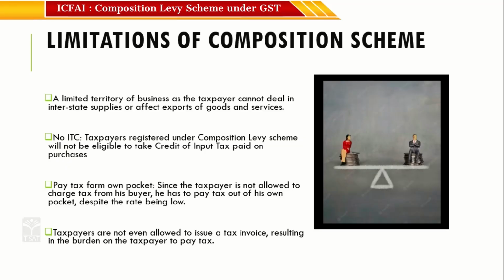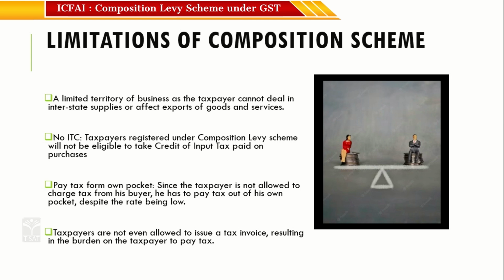Proceeding further, there are certain limitations. What are those? Number one, for the composition scheme, the territory of supply will be very much limited. Why so? The reason being, the person who is engaged in intrastate supply only is eligible to opt for composition levy. If anyone is dealing with interstate supply, in that case the person is not allowed to opt for composition. Thereby, your territory of transactions or supply is getting limited.